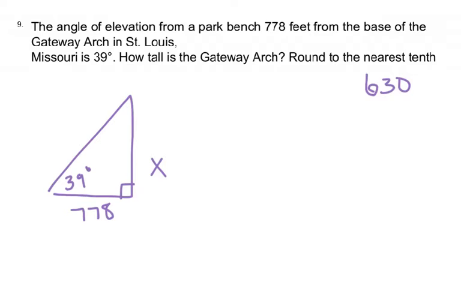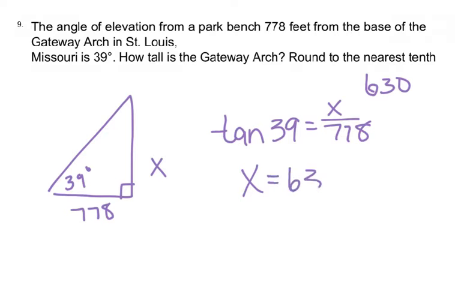Alright, and then we did our application problem. So I've went ahead and I've drawn the picture for you. So then you would use tangent. Tangent of 39 equals x over 778. Multiply by 778 and you get x is 630.